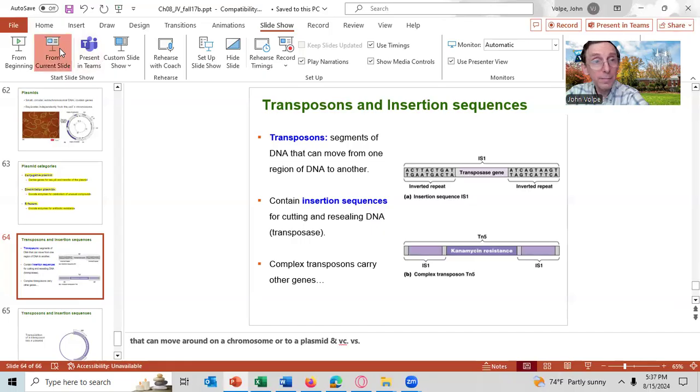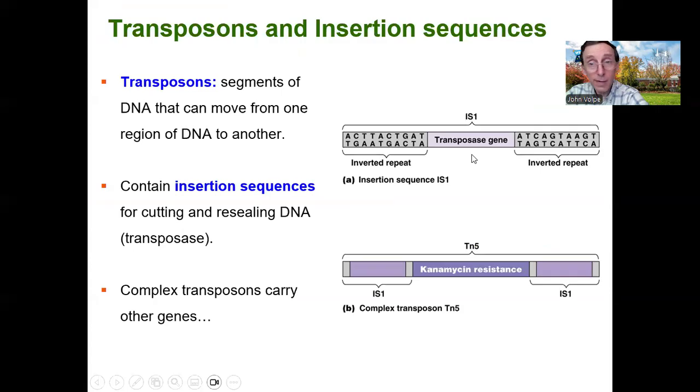Let me blow this up. A transposon always includes the transposase gene. This is an enzyme that literally cuts the transposon right here and right there, and then it can find another piece of DNA or another region of the DNA to cut and then insert itself in. And the transposase gene also seals the cut, sort of like ligase.